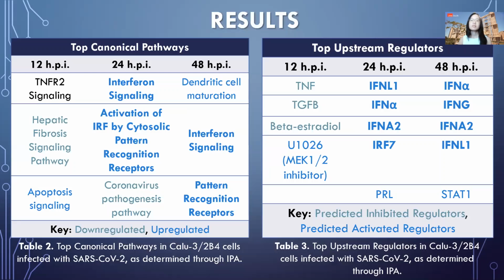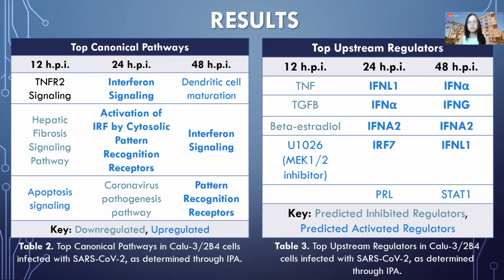In Table 2, top canonical pathways identified by IPA are seen, and at 24 and 48 hours post-infection, interferon signaling pathways are upregulated, suggesting that the innate immune response is defending the host against SARS-CoV-2. In addition, pattern recognition receptors, which are upstream of interferons, are also upregulated.